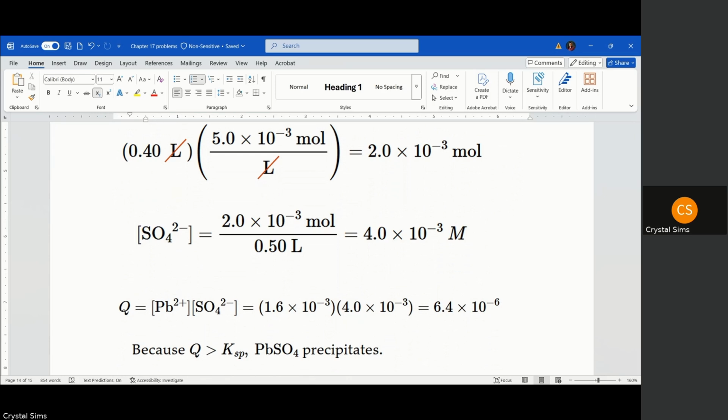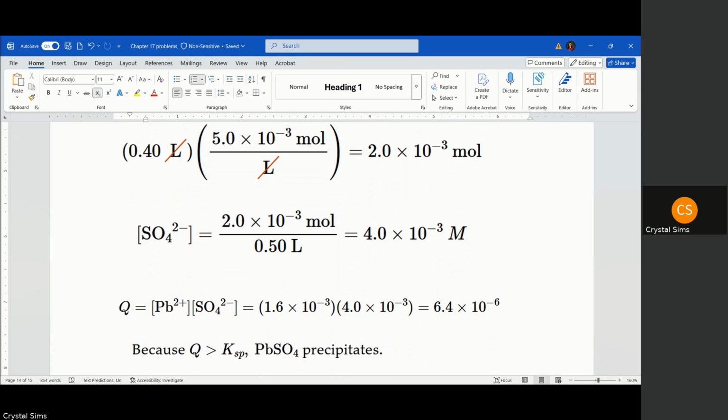Your rules for precipitation are in your notes. They're also at the bottom of page 759. If Q is equal to Ksp, the system is at equilibrium. If Q is less than Ksp, we will not get a precipitate. If Q is greater than Ksp, then we will get a precipitate.